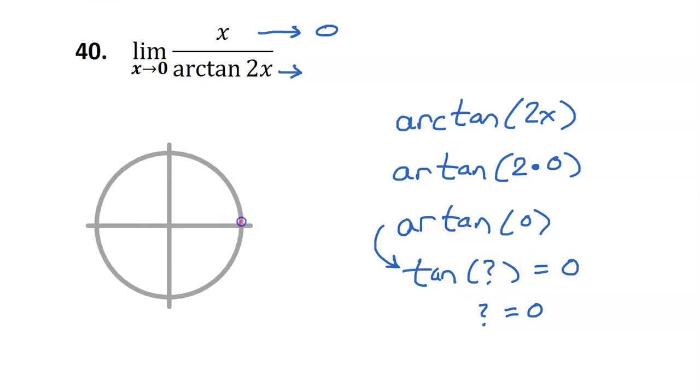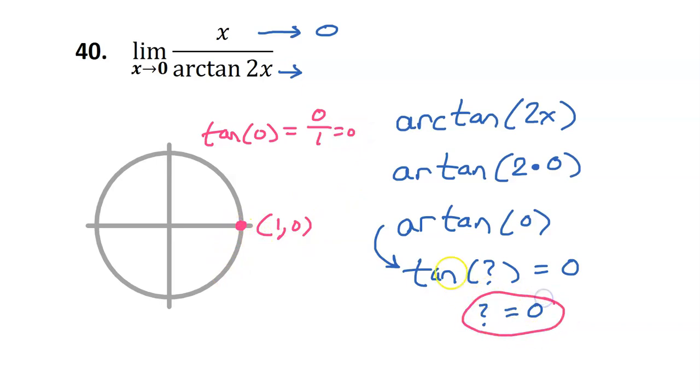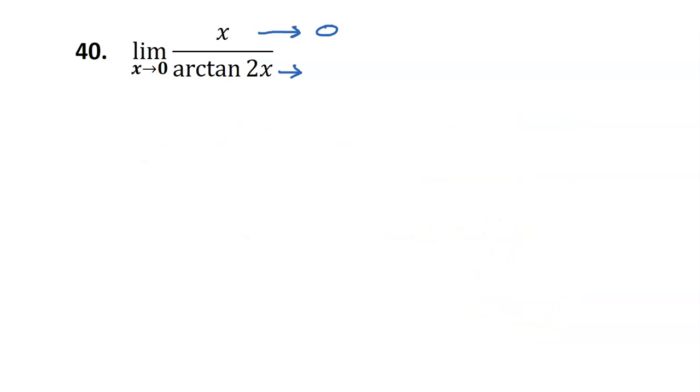And here's why. At 0, we have the coordinates 1, 0. So the tangent of the angle 0, you know that tangent is going to be y over x. It's sine over cosine. So tangent would be 0 over 1, which is 0. So that's why the tangent of 0 is 0. So the arctangent of 0 is 0. I said all that to say that the denominator is also approaching 0. You must show this little step right here.